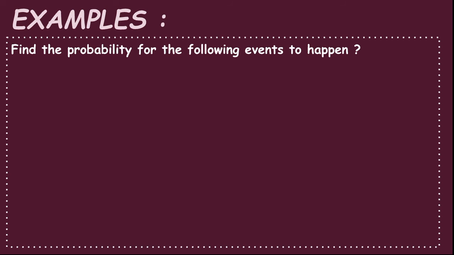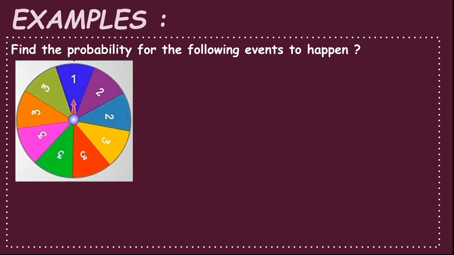So let us see an example for that. Find the probability for the following events to happen. So this is the spinning wheel, children. We have to find out some events that will be given to us, and find out the probability of the occurrence of those events. We can see here in the spinning wheel, totally there are 9 sectors. One sector has the number 1, 2 sectors have the number 2, and 6 sectors have the number 3. So therefore 1 plus 2 plus 6, totally there are 9 sectors.